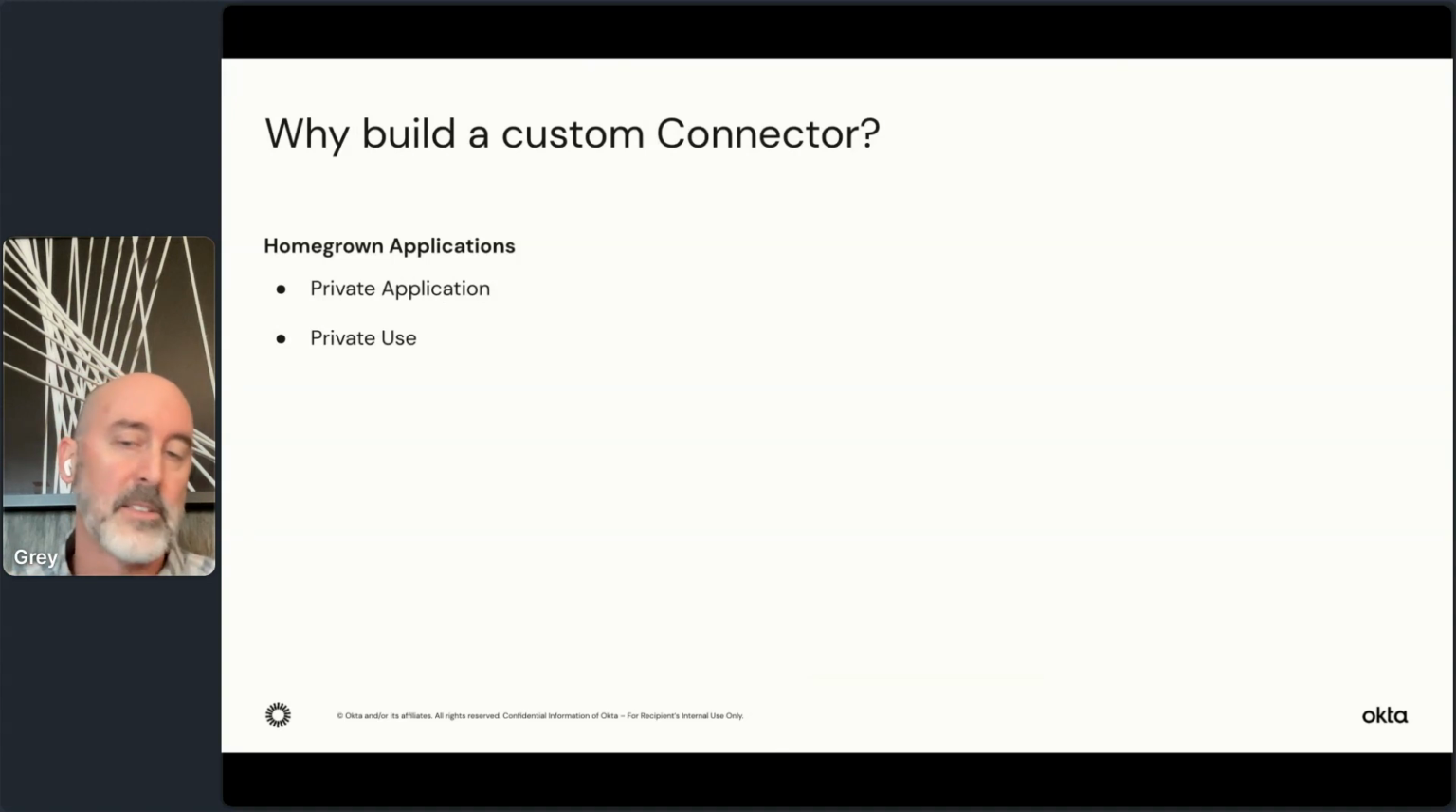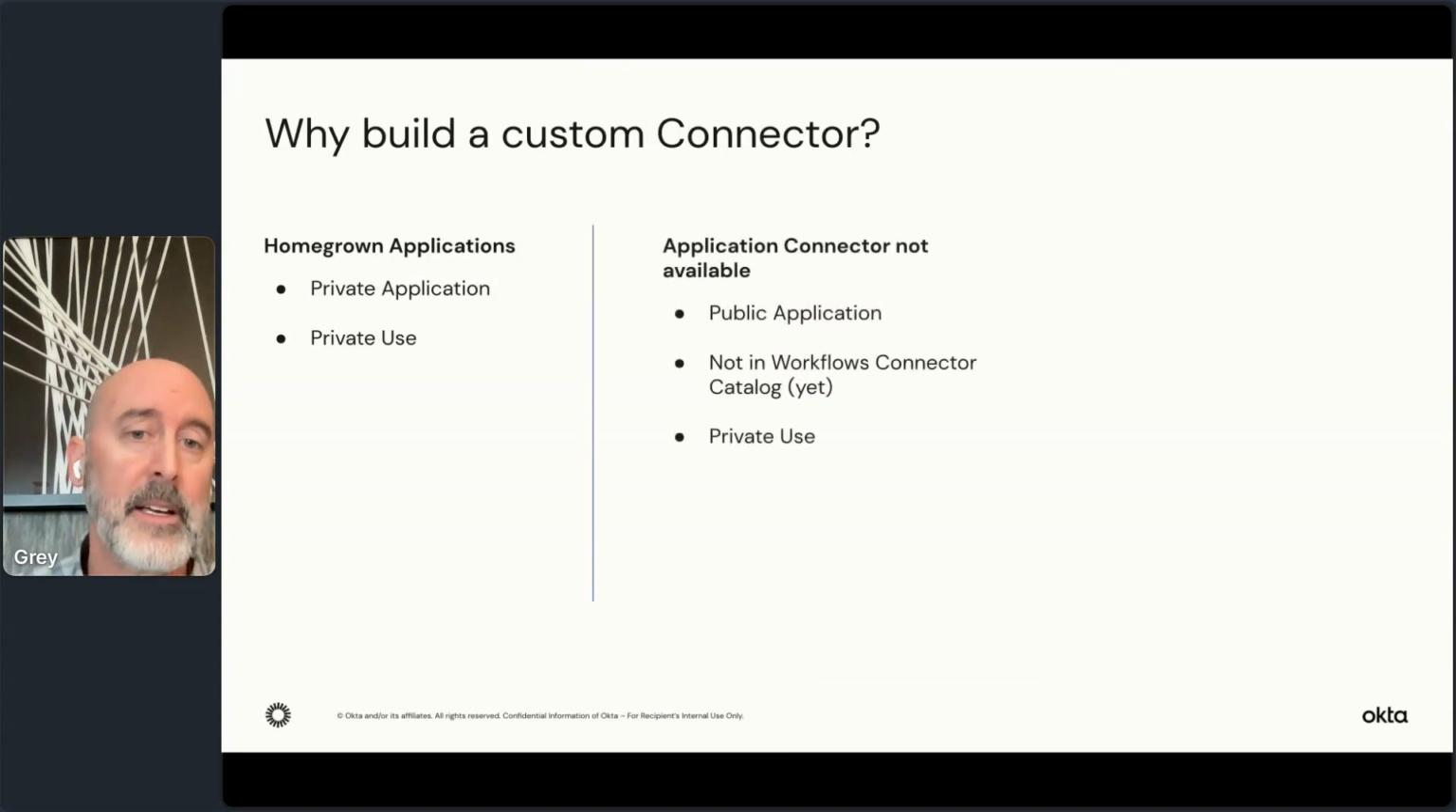So it would be a private application for private use within a customer's Okta org. Another option would be if the customer is using a third-party public application, but we don't yet have a connector for that within Okta Workflows. So if somebody was using, using the Slack example, if we didn't happen to have a Slack connector already in there, the customer could build out a connector against that Slack app, but just for their private use. That wouldn't make it generally available to other customers. It would be just in their own org there.